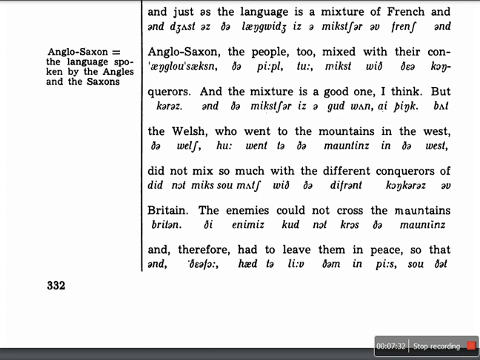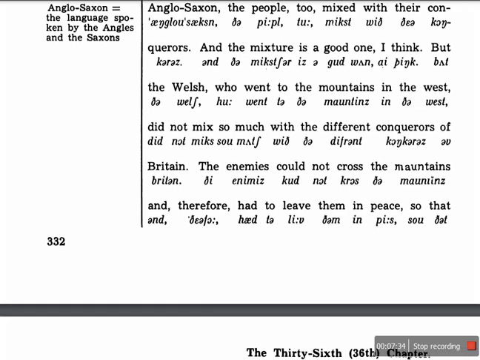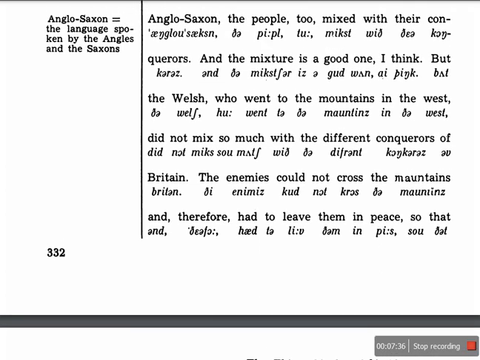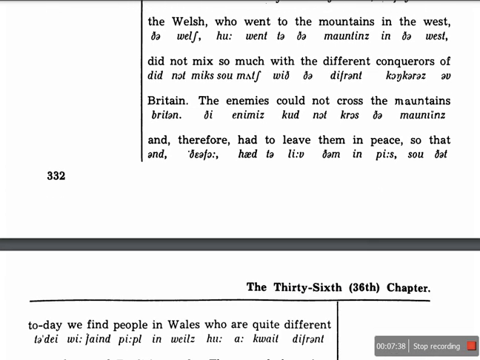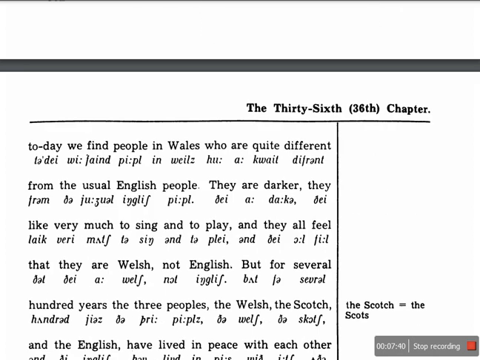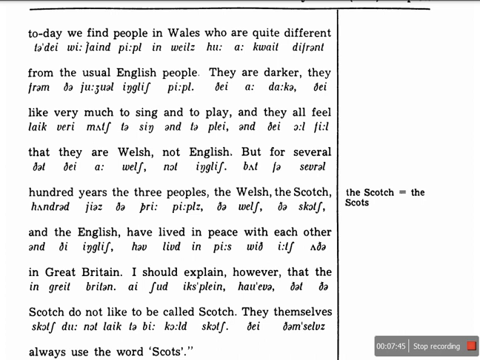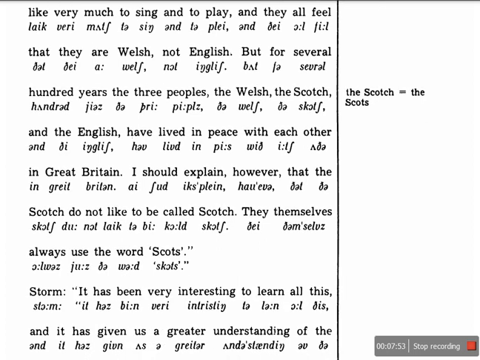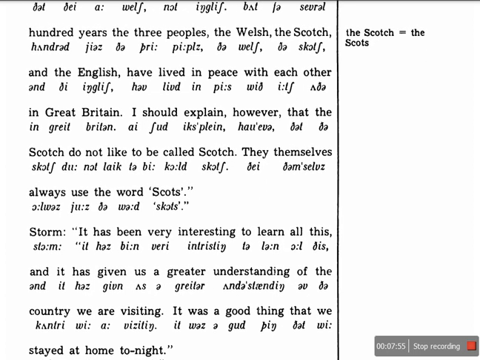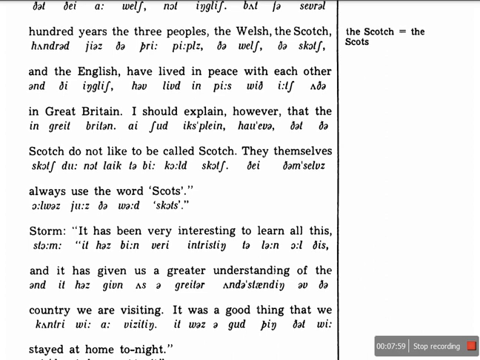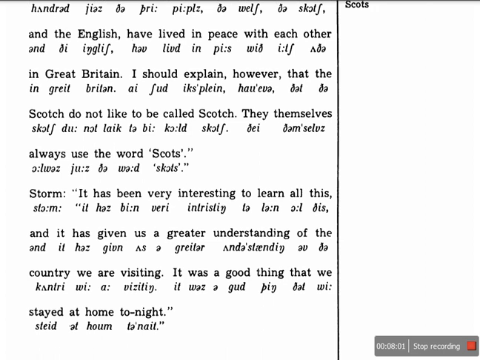But the Welsh, who went to the mountains in the west, did not mix so much with the different conquerors of Britain. The enemies could not cross the mountains, and therefore had to leave them in peace, so that today we find people in Wales who are quite different from the usual English people. They are darker, they like very much to sing and to play, and they all feel that they are Welsh, not English. But for several hundred years the three peoples, the Welsh, the Scotch, and the English, have lived in peace with each other in Great Britain.